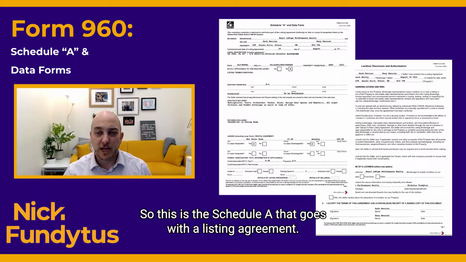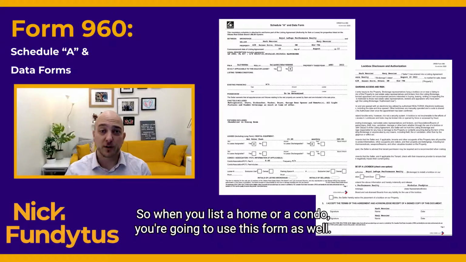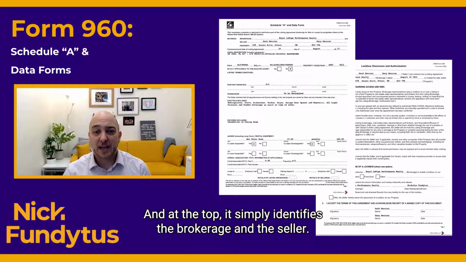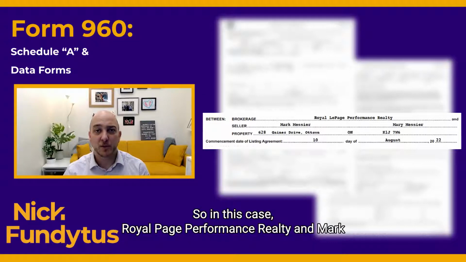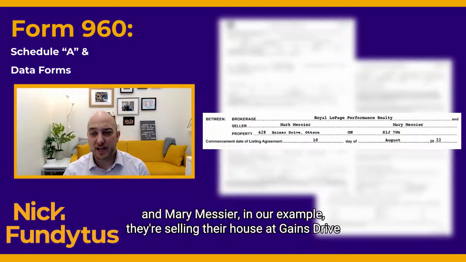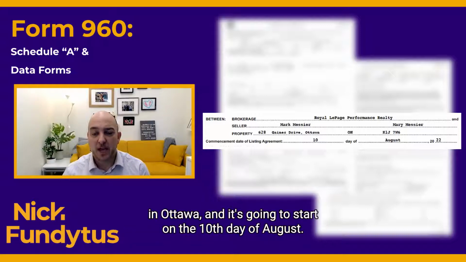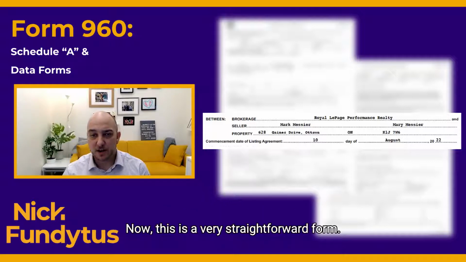So this is the Schedule A that goes with a listing agreement. So when you list a home or a condo, you're going to use this form as well. And at the top, it simply identifies the brokerage and the seller. So in this case, Royal LePage Performance Realty and Mark and Mary Messier in our example. They're selling their house at 628 Gaines Drive in Ottawa, and it's going to start on the 10th day of August. Now, this is a very straightforward form.